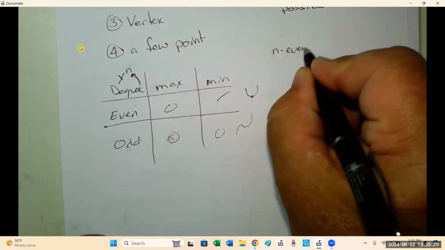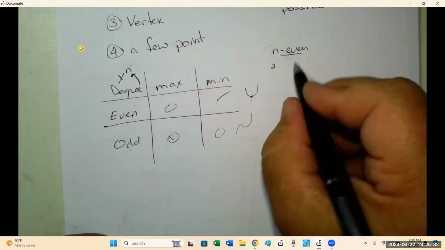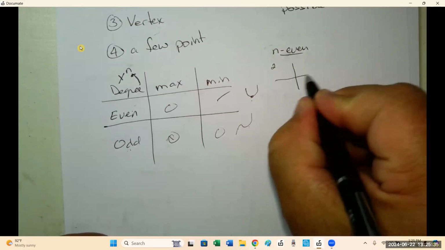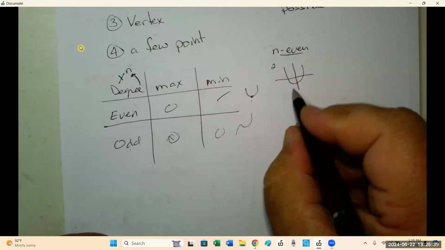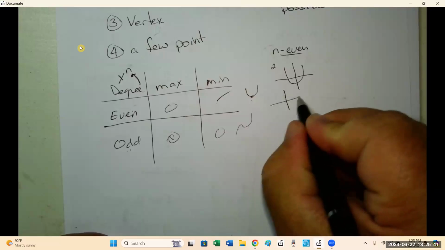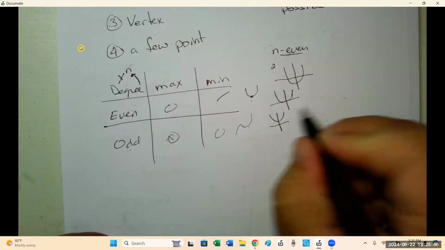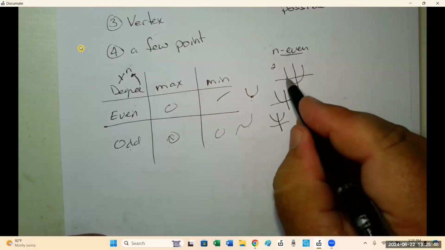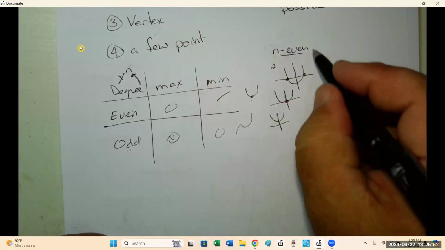If n is even, so let's say n is 2. The graph can look like this. The graph can look like this. Or the graph can look like this. Notice we can have 2 solutions. We can have 1 solution or no solutions.